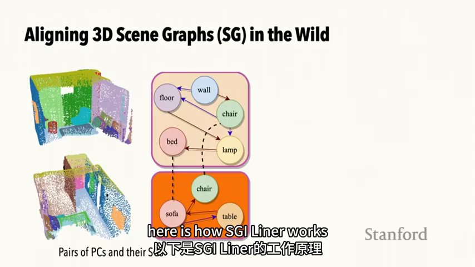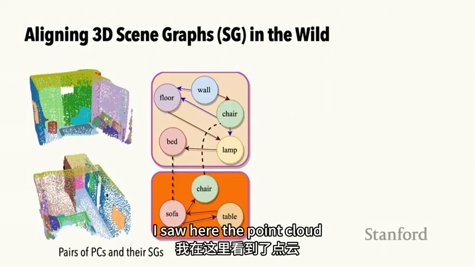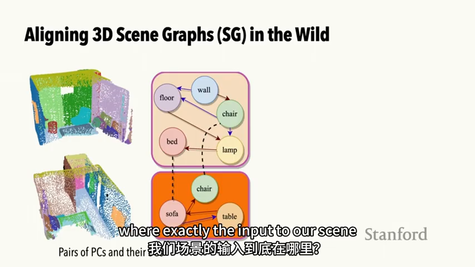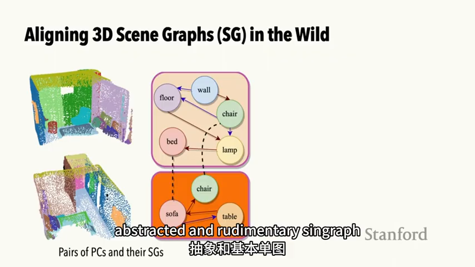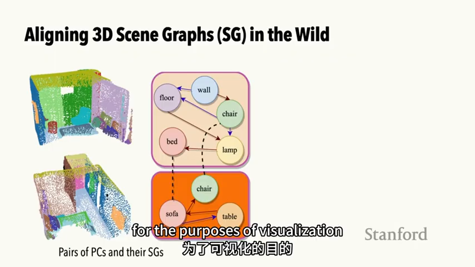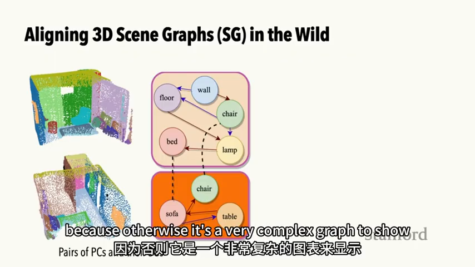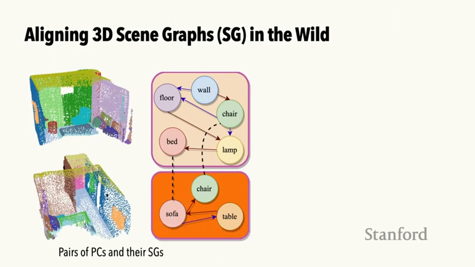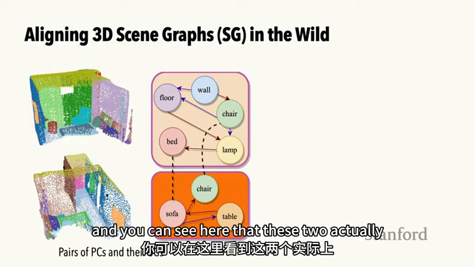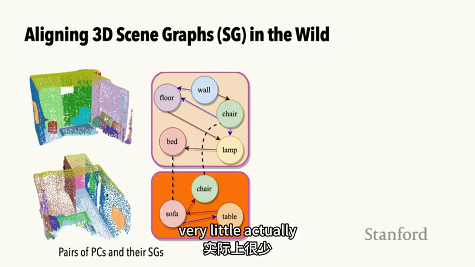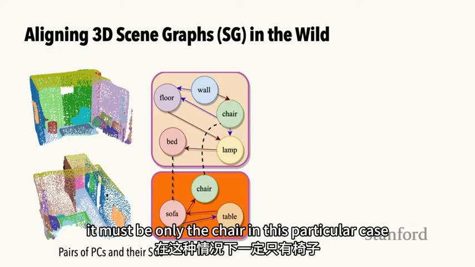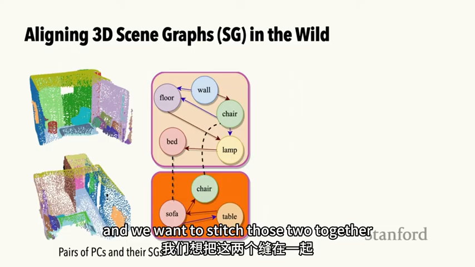Here is how SGLiner works. I show here the point cloud, where exactly the input to our scene is a scene graph. In this case, it's a very abstracted and rudimentary scene graph for the purposes of visualization, because otherwise it's a very complex graph to show on a screen. And you can see here that these two point clouds have some overlap between them, very little. Actually, it must be only the chair in this particular case. And we want to stitch those two together.